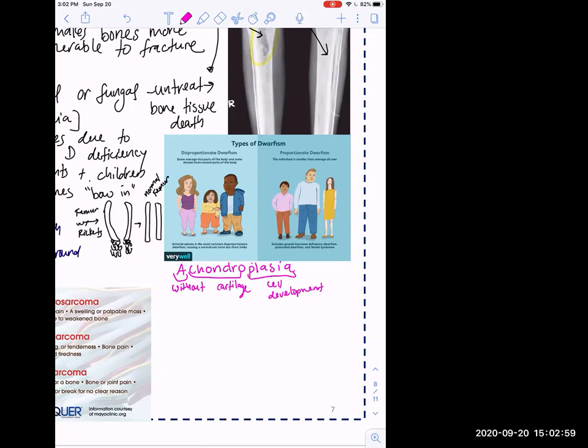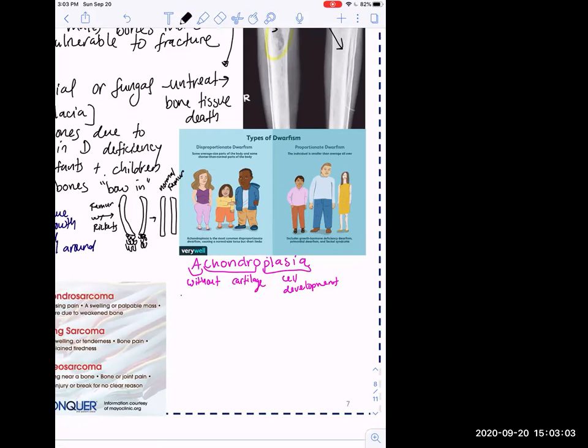So what's happening here? In achondroplasia, it essentially prevents cartilage from ossifying into bone. And this is especially important at the growth plates. This is especially pronounced at epiphyseal plates. So therefore, which is interesting, achondroplasia tends to impact long bones more than the other type.